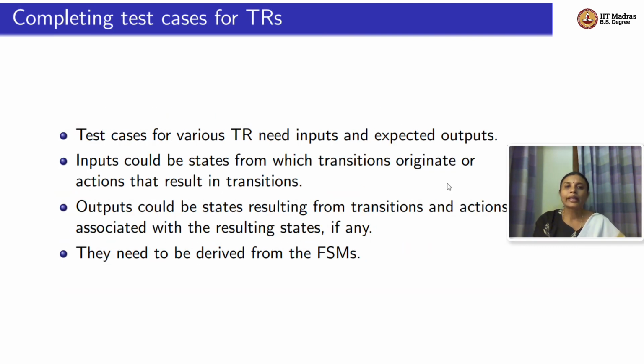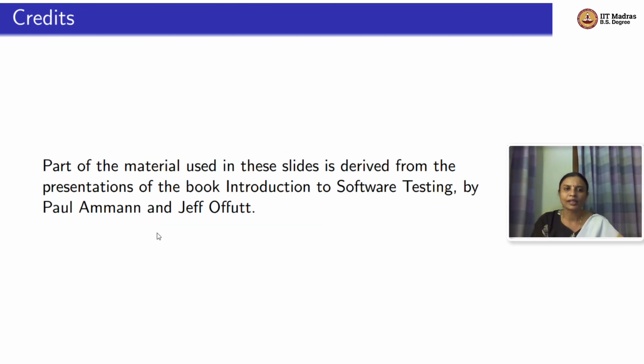Like that, inputs have to be derived from the states or the transitions and the actions that result in the transitions. Outputs are what we expect the finite state machine to do. They could be states that result from the transition getting enabled, a change of state, or actions that happen when this change of state happens. So we have to look at the finite state machine and derive these entities. Finite state machines usually are formally specified, so it cannot be very difficult to derive these entities.